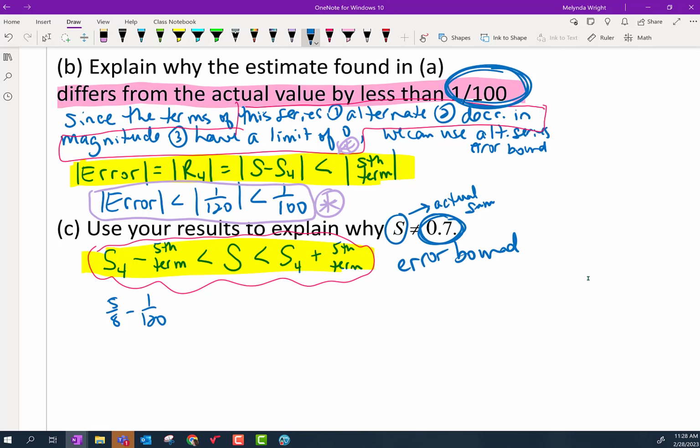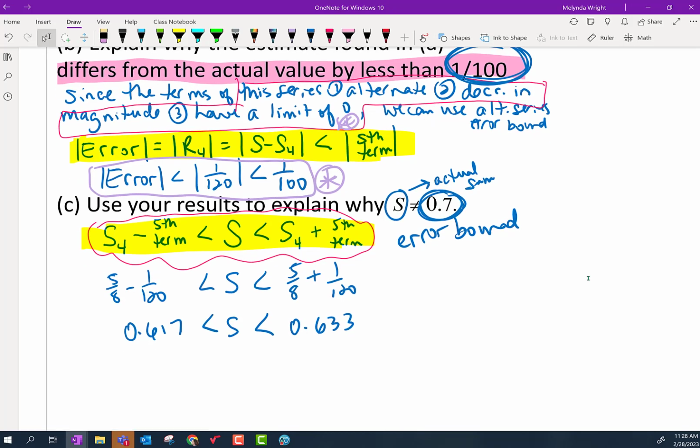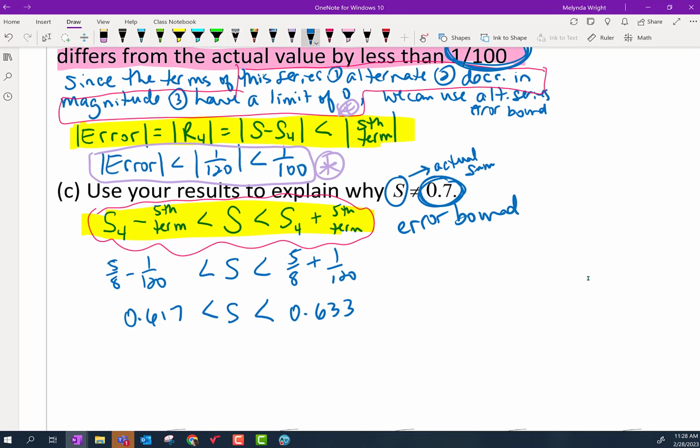I want you to understand what I'm doing. I'm getting ready to write it as a decimal. So when I do that, I get 0.617. And then I would take my 5/8, which was my partial sum, and I would add my error. And that gives me 0.633. So that is the range that my actual sum, the for real sum, could be in. Therefore, the actual sum cannot equal 0.7 because 0.7 is not in that interval.